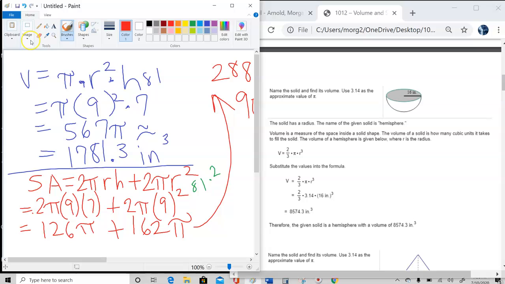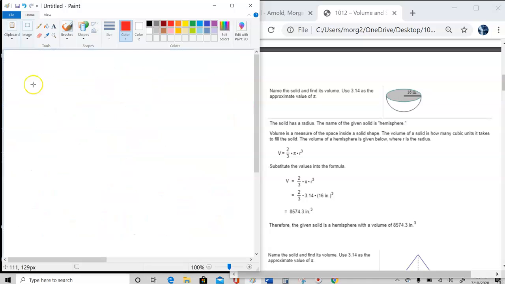The next figure is kind of unique because it's not one of the most well-known figures. This solid is known as a hemisphere. And a hemisphere is actually half of a full sphere. And a hemisphere has its own formula for volume. Its formula is 2/3 pi times the radius cubed.